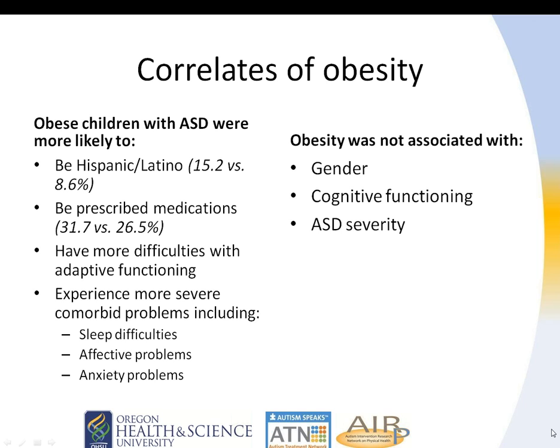Obese children were also more likely to have difficulties with adaptive functioning as measured by the Vineland Adaptive Behavior Scales, the Adaptive Behavior Composite. And obese children with autism were also more likely to experience more severe comorbid problems, including sleep difficulties, affective problems, and anxiety problems, with the latter two derived from the Child Behavior Checklist. But obesity was not associated with gender, cognitive functioning, or with ASD severity based on the Autism Diagnostic Observation Schedule Calibrated Severity Score.